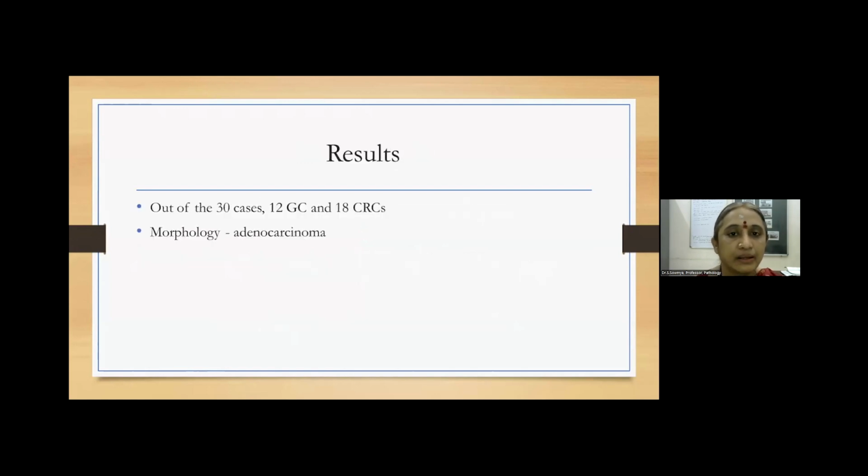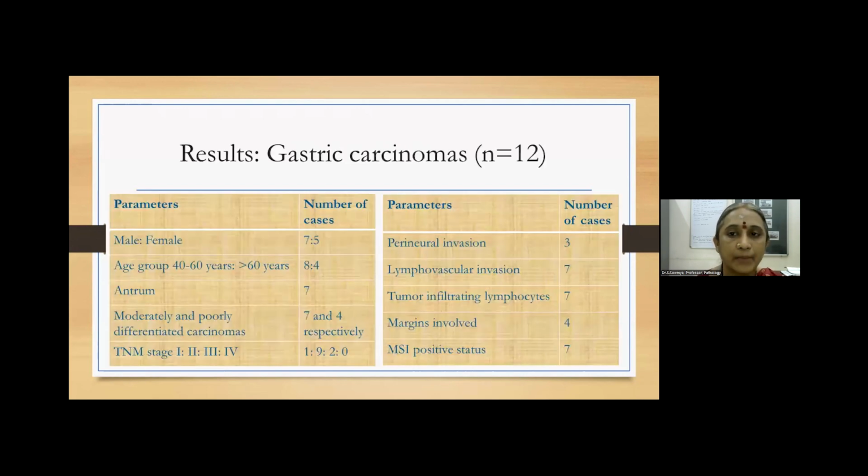The results were, out of the 30 cases, 12 cases were gastric carcinomas and 18 were colorectal carcinomas in the study period. And the morphology of all were adenocarcinoma. Among the 12 gastric carcinomas, majority of the patients were male with a male preponderance contributing 7 patients out of the 12. The age group was more in 40 to 60 years age group with 8 patients in that group.